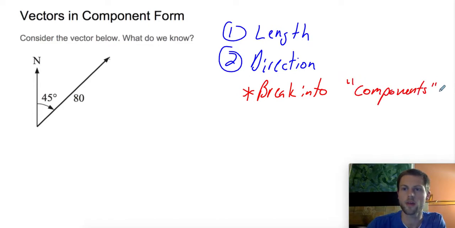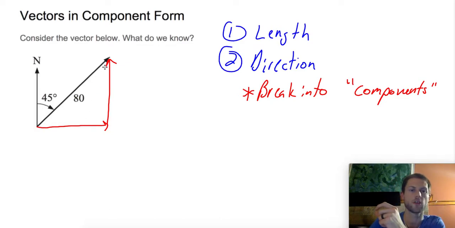By breaking it down into components, basically what we're going to do is look at the horizontal distance of this vector and the vertical distance of this vector. It's almost like we're taking this vector and making it the resultant of the sum of a horizontal vector plus a vertical vector. We can treat all vectors as the resultant of a horizontal and a vertical vector. Now, we want to figure out what these values are.